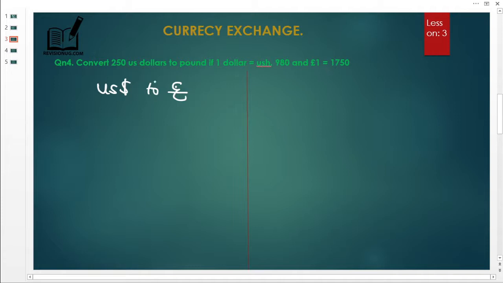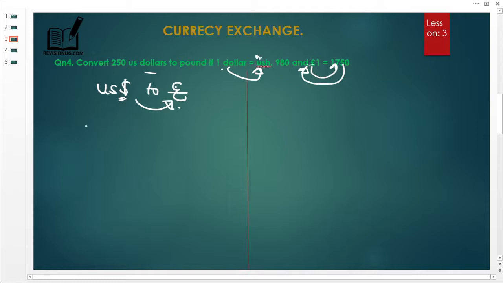I repeat, the question is telling us to convert from a dollar to a pound. But when you look at the exchange rates given, we have from a dollar to a shilling, and from a shilling to a pound, or a pound to a shilling. So we don't have a direct exchange from a dollar to a pound, which means we are now going to first exchange the dollars to shillings, then change the shillings into pounds.